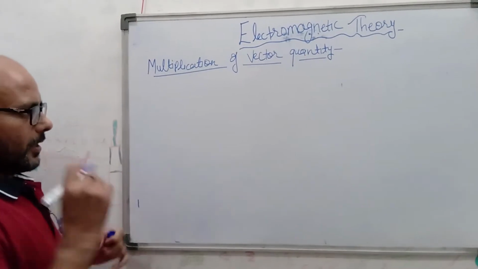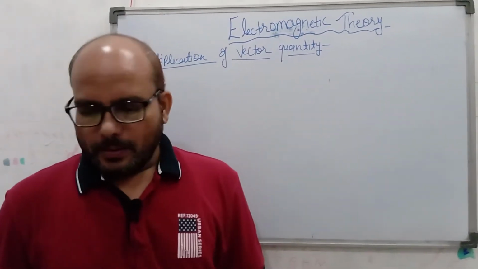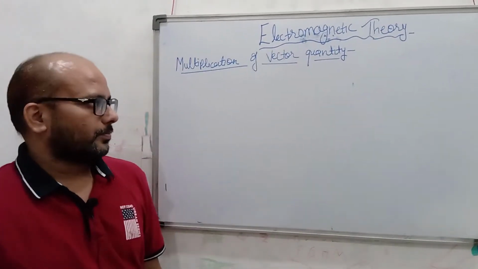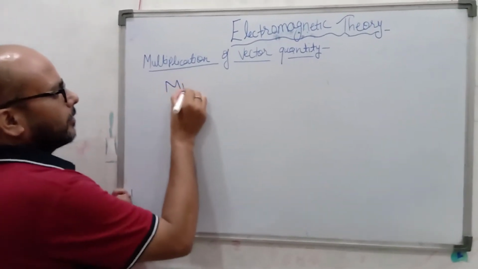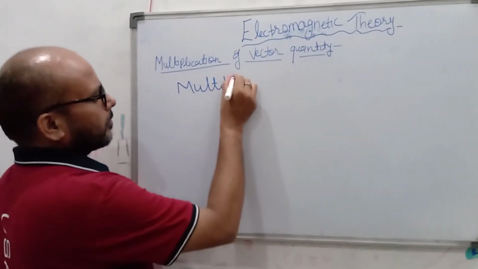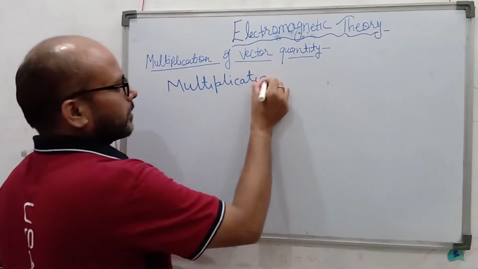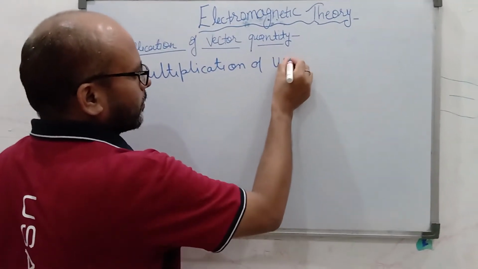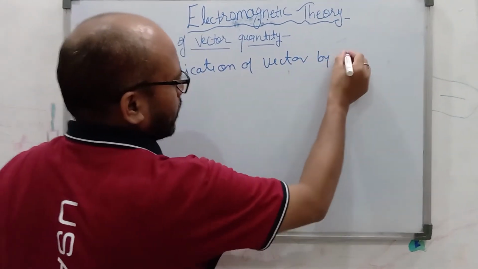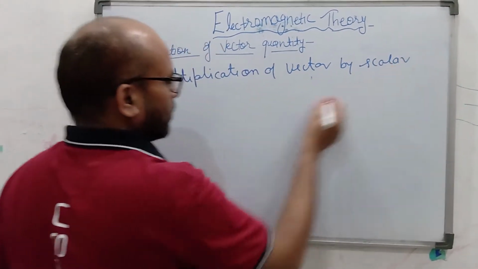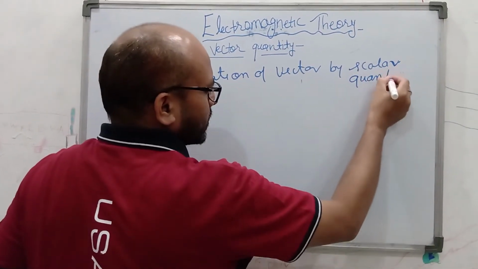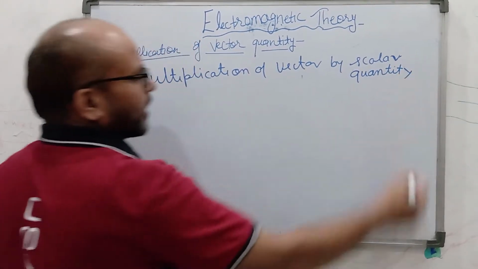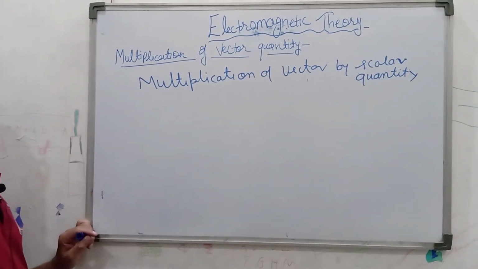So first is multiplication of a vector by a scalar quantity. That is very simple. It only changes the magnitude of the vector and the direction remains constant.